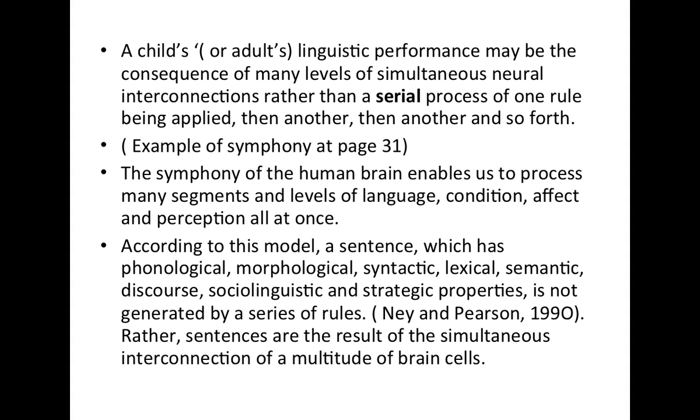It says a child's or adult's linguistic performance may be the consequence of many levels of simultaneous neural interconnections rather than a serial process of one rule being applied, then another, and so forth. Okay. Example of a symphony at page 131. He gave us an example of a symphony. I can read it to you, just briefly.